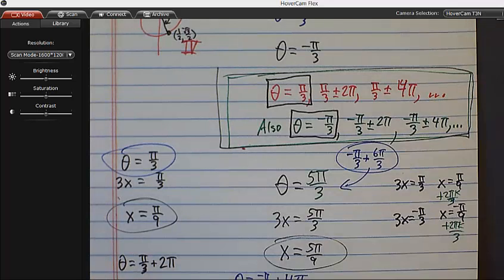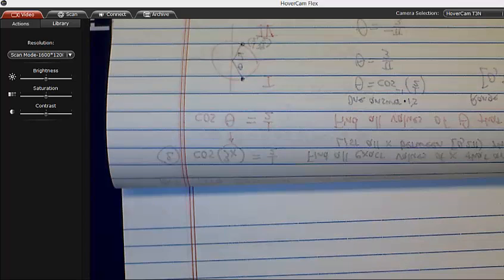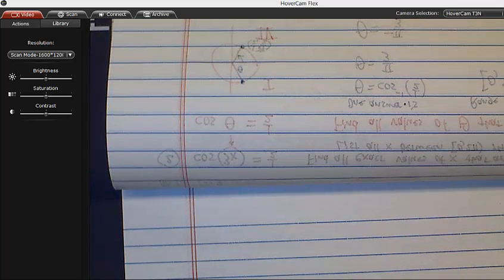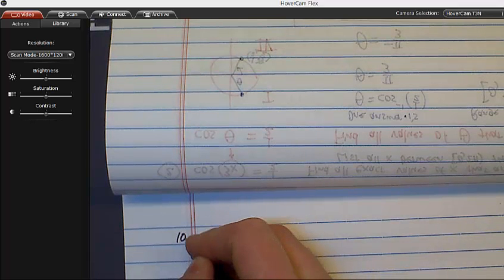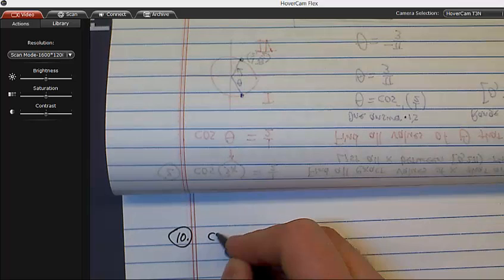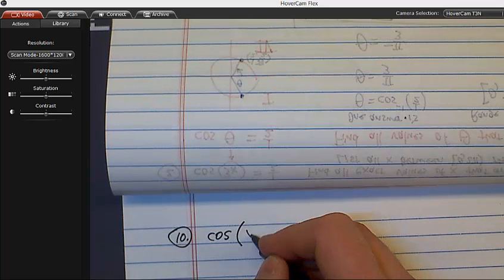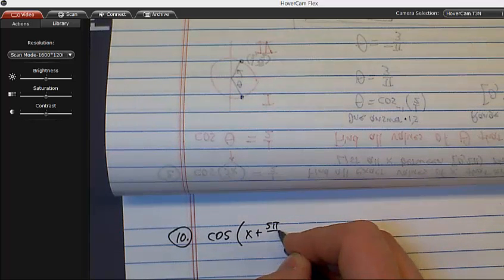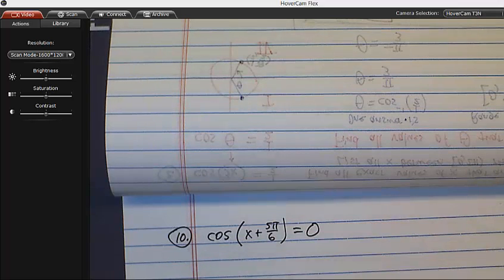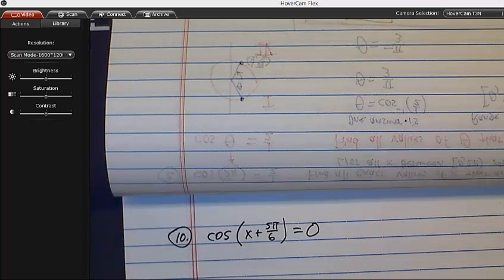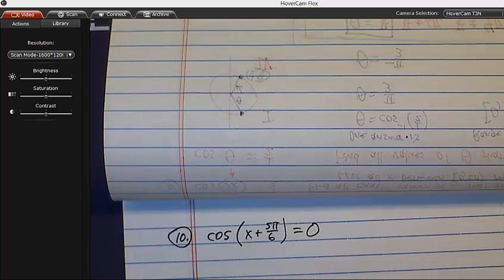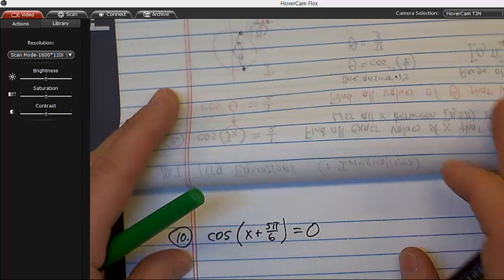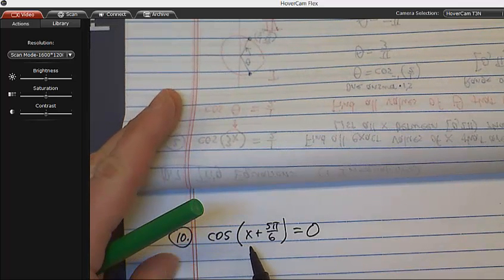Let's get to one. Let's do number 10. That's a nice problem. It's another cosine problem. It's one of the reasons I like it. So number 10 says, hey, the cosine of x plus 5 pi over 6 equals 0. All right? The cosine of this thing equals 0. We want to find all the values of x that will solve this equation.